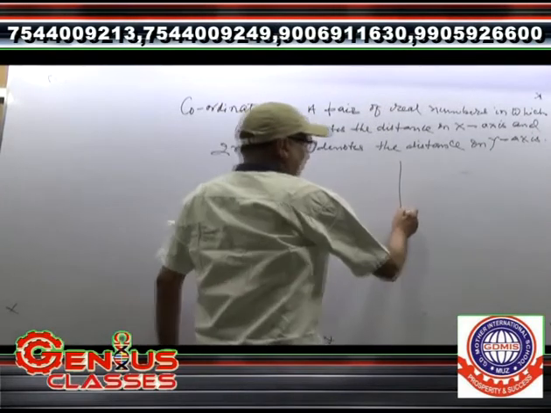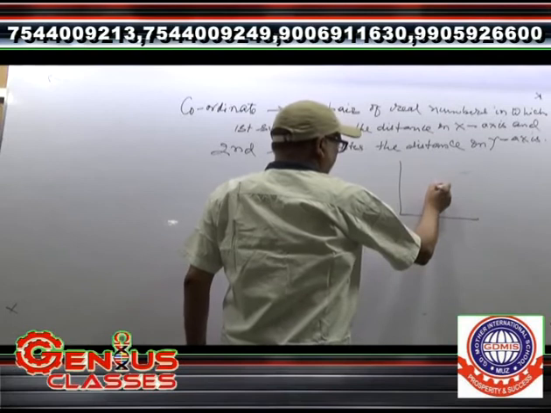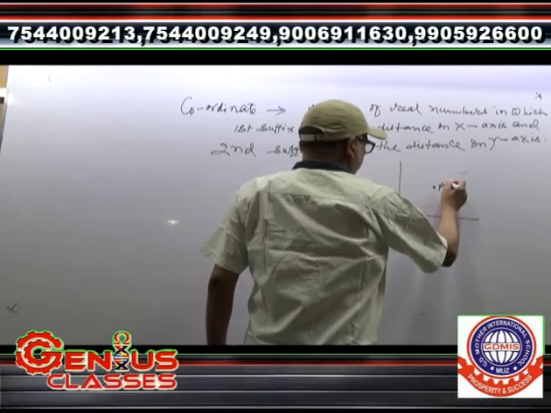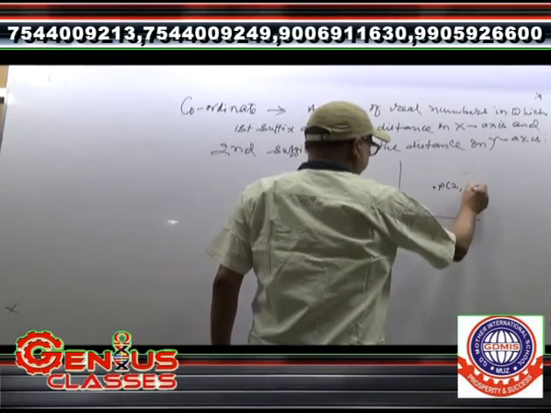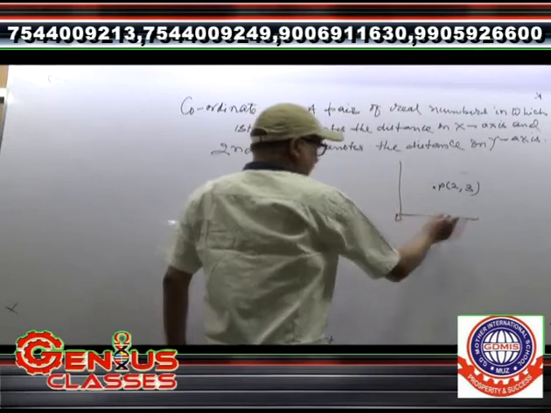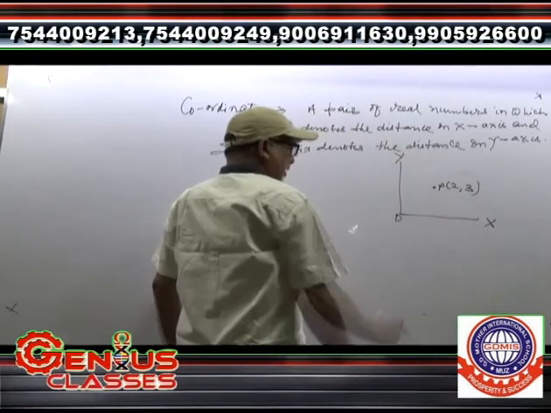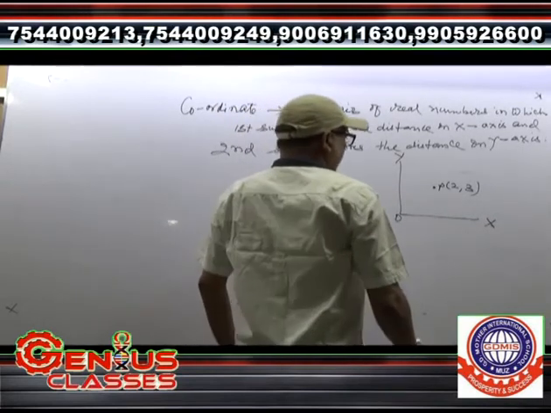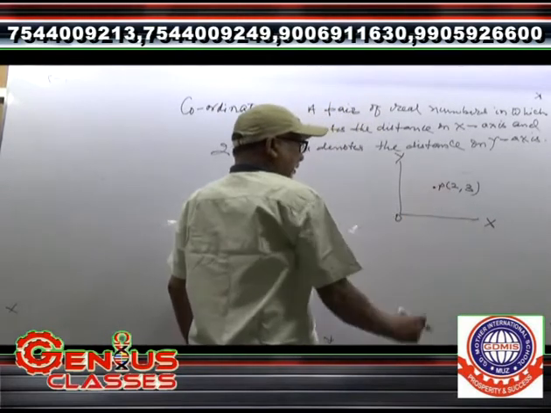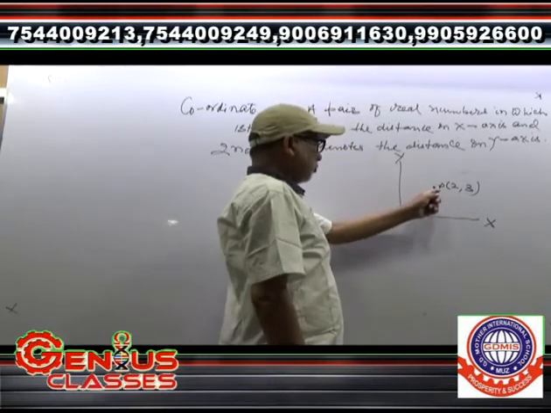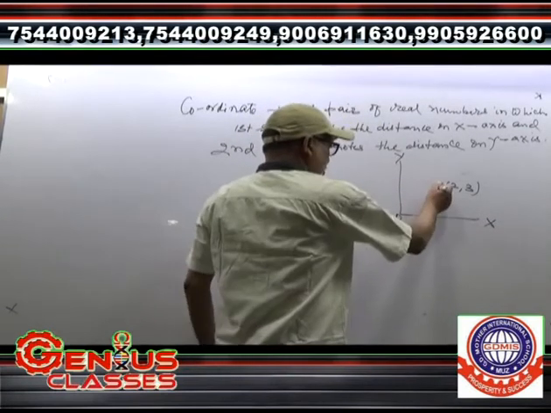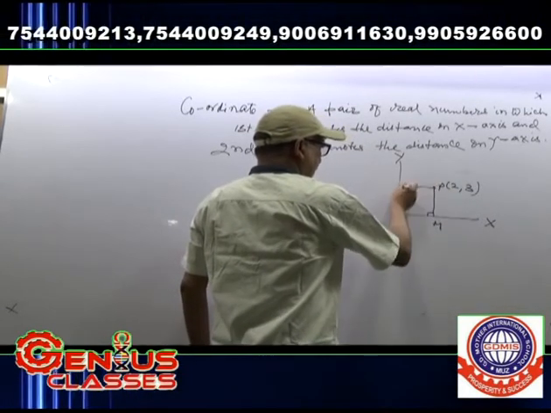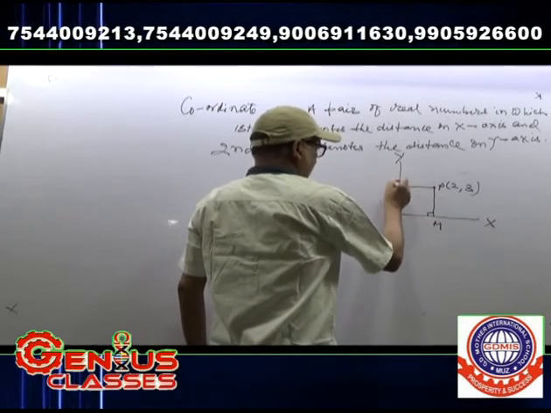For example, let P be a point whose coordinates are 2, 3. X and Y are two rectangular axes. O is called the origin of reference. In the xy plane, we take P as a point whose coordinate is 2, 3 and draw PM perpendicular on OX and PN perpendicular on OY.